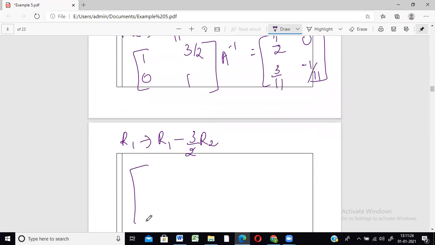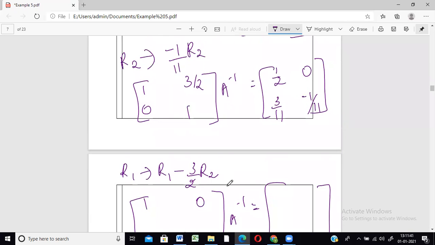So row 1 is undergoing a change. Row 2 will be as it is, which is equal to, so R1 minus 3 times 0 by 2. So minus the 3 0 by 2, that is going to remain the same. 1. 3 by 2 minus 3 by 2 is 0. Now R1, right? R1 minus 3 by 2 R2. So this is half minus 9 by 22. Okay, so half minus 9 by 22.